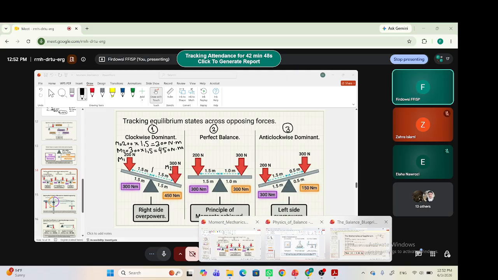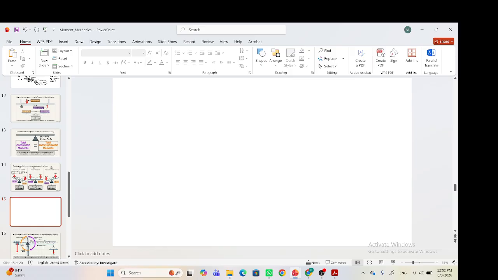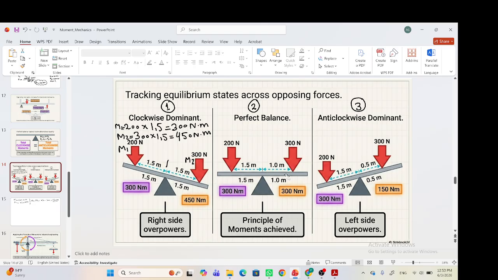Now see, if we find the difference between M1 and M2, how much will be the difference? Let me create one more slide and explain this condition here. For example, if M1 was 300 newton meters and M2 is equal to 450 newton meters, the difference M2 minus M1 will be 450 minus 300, so 150 newton meters. The object will move in which direction? Yes, clockwise, from the right side.